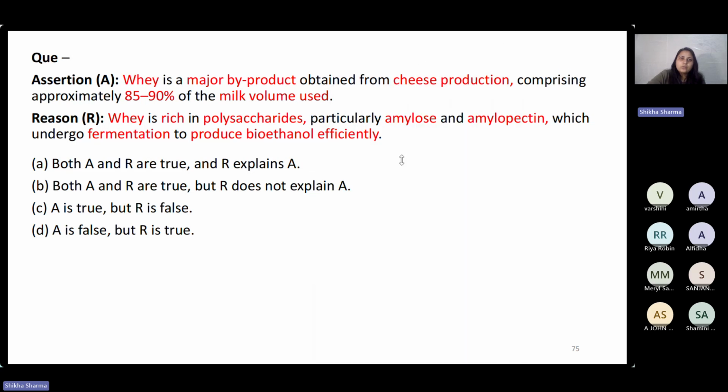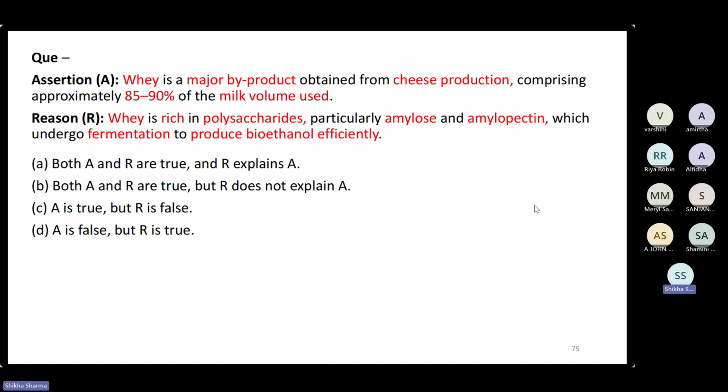Okay, so the assertion is that whey is a major byproduct obtained from cheese production, which is around 85 to 90% of the milk volume used. And the reason is whey is rich in polysaccharides, particularly amylose and amylopectin, which undergo fermentation to produce bioethanol efficiently.